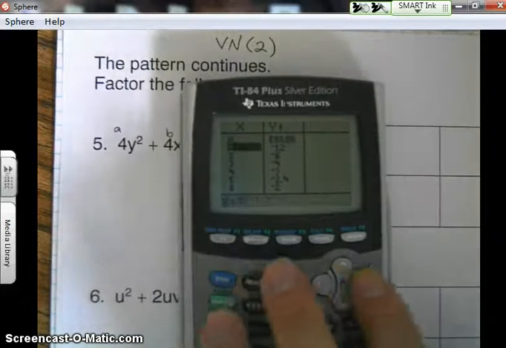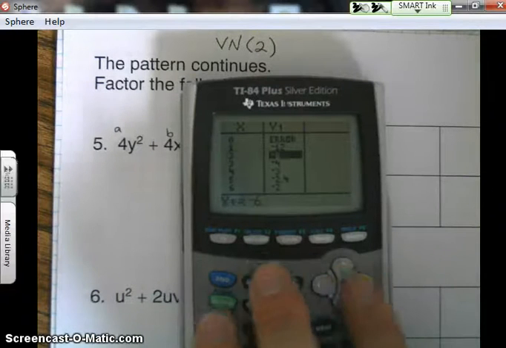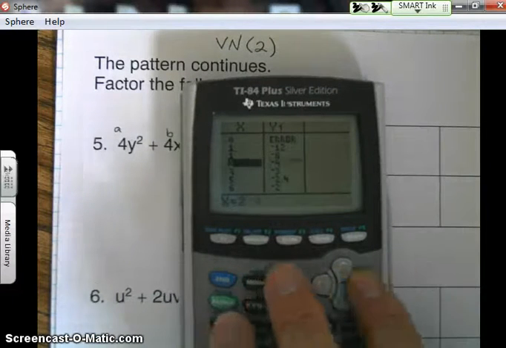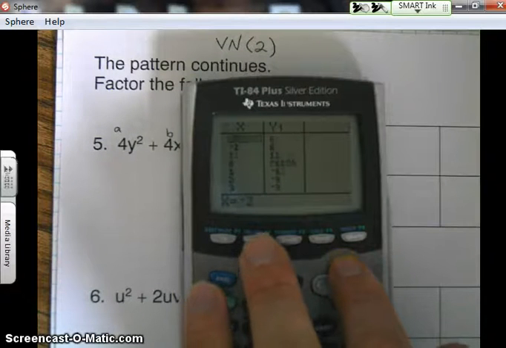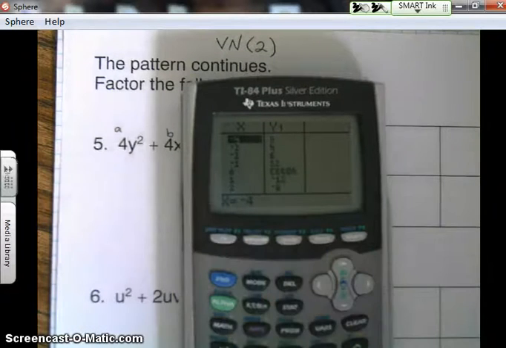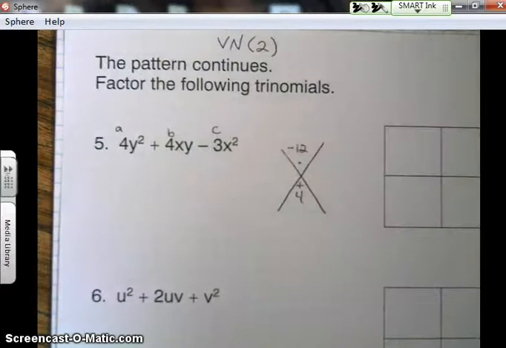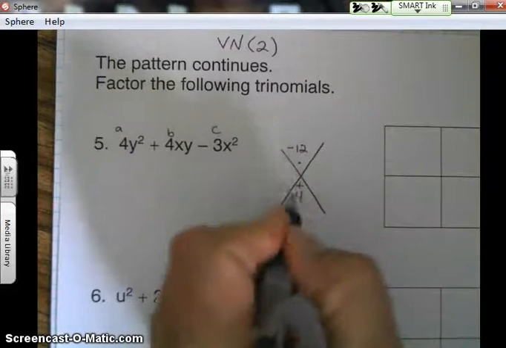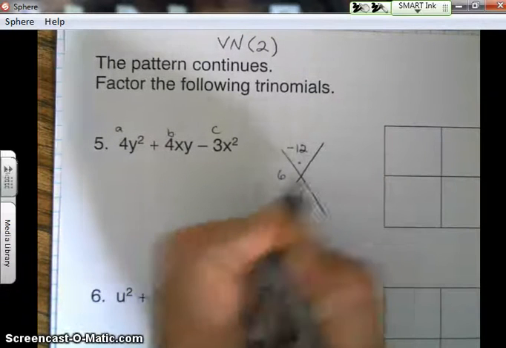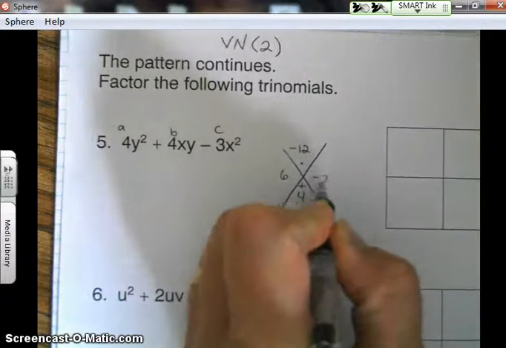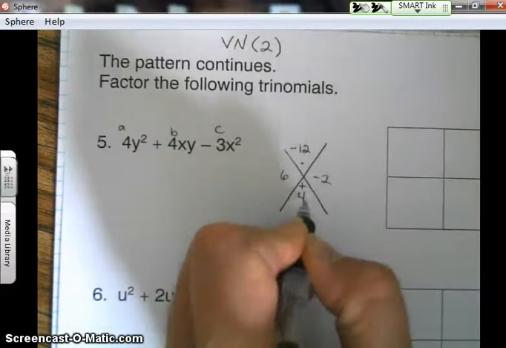So 1 and negative 12, 2 and negative 6, 3 and negative 4. And then if you go up, you can get where your x's are negative as well. So that'll give you all the factors. So this one, we want a positive 4, so the bigger number is going to be positive. And so these multiply to give us negative 12, and they add to give us 4.